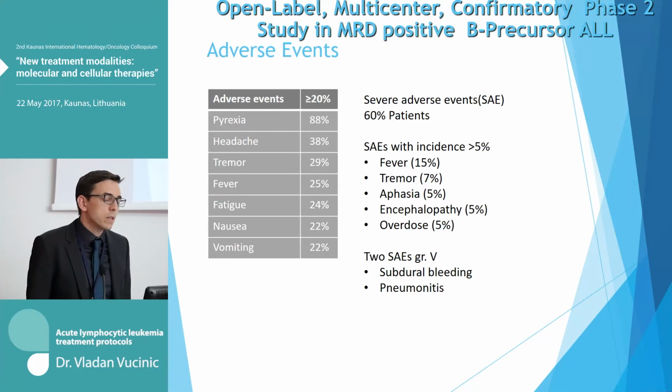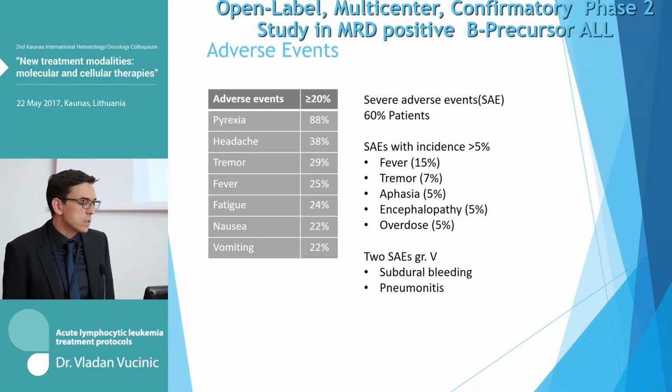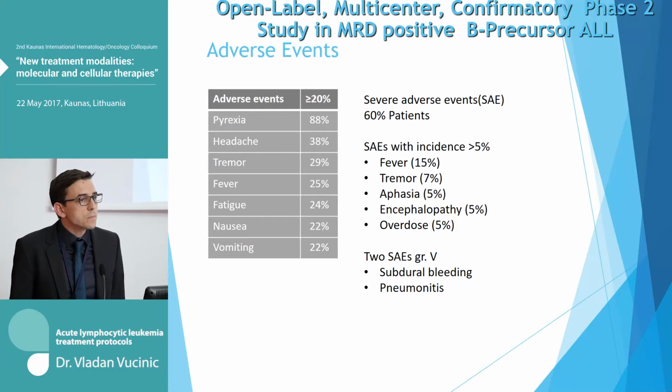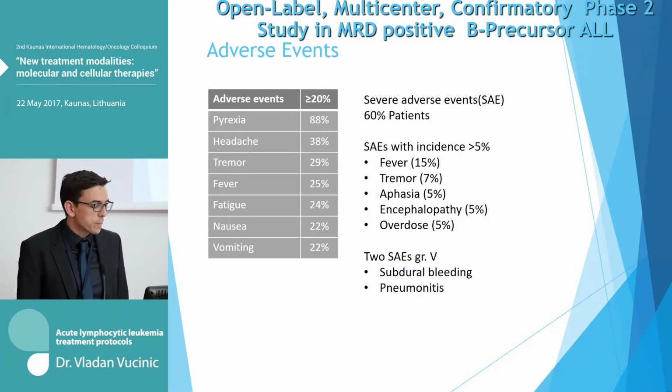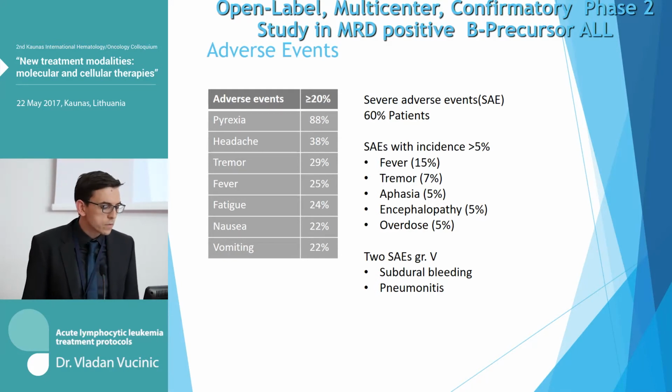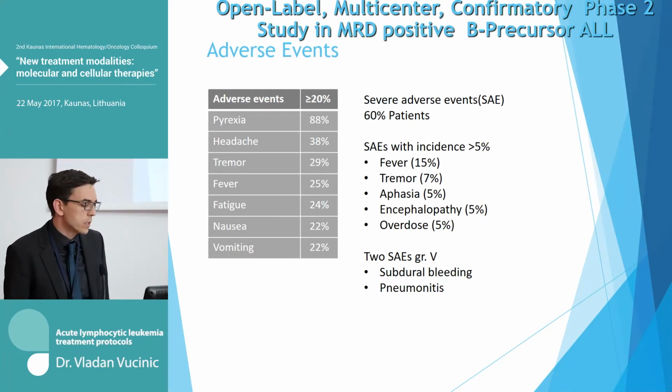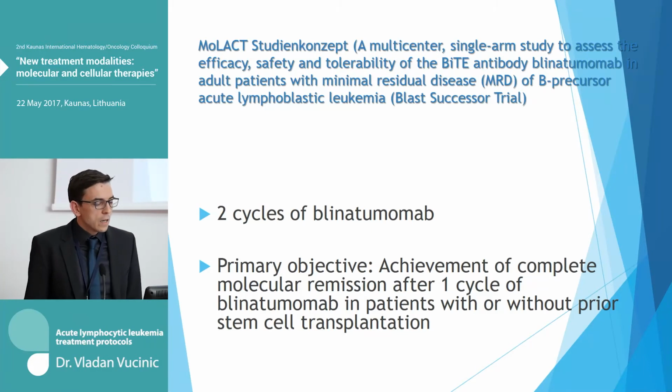They were quite manageable, at least in our unit, without having caused the interruption of the therapy. Only in 2 cases there were side effects of grade 5. One patient died of subdural bleeding, and one patient died of pneumonitis.